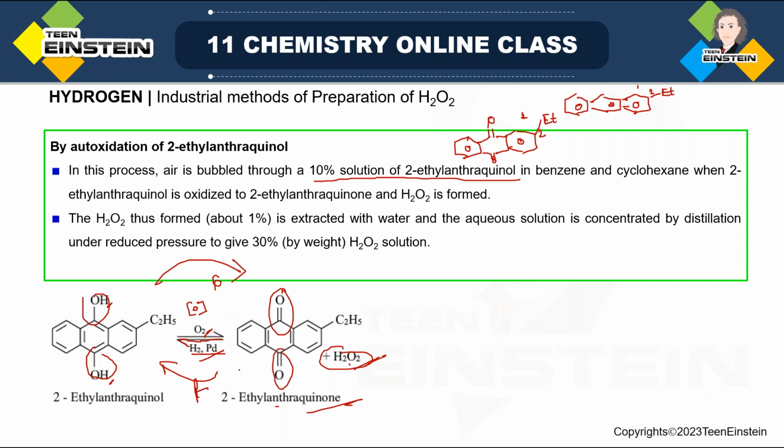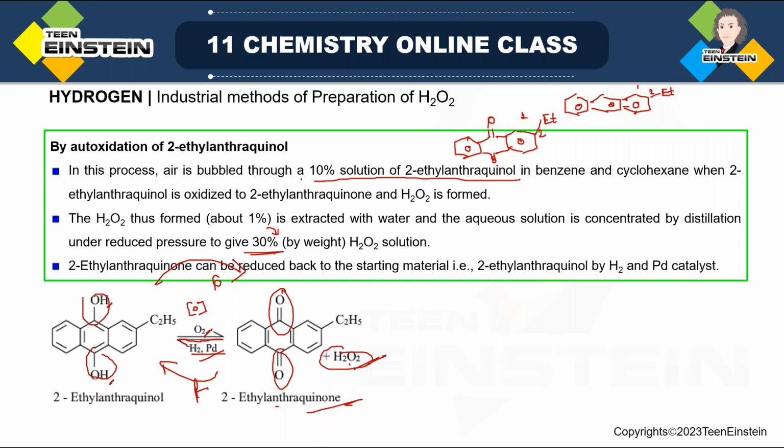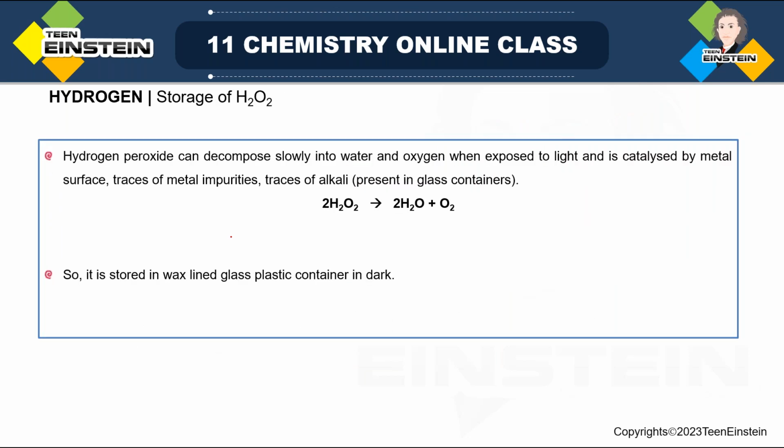It is extracted with water, and the aqueous solution is concentrated by distillation under reduced pressure, so that the concentration is increased from 1% to 30%. So this gives the H2O2 solution. If the question is asked how we can increase the concentration of the final 1% H2O2 that we are getting in this process, it is through the distillation process. Finally, this 2-ethyl anthraquinone, we can reduce it again using H2/Pd to the starting material, so that you can use it again. So nothing is wasted. Fine. Preparation of H2O2 is done.